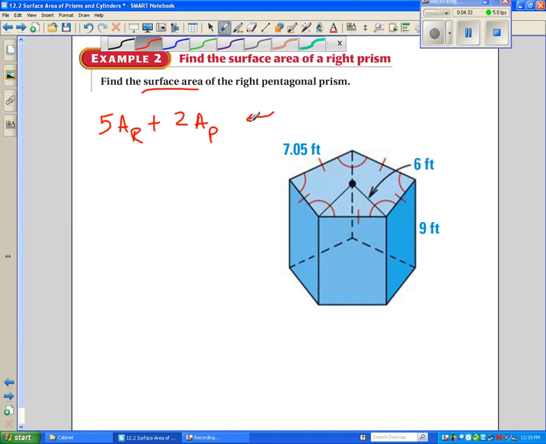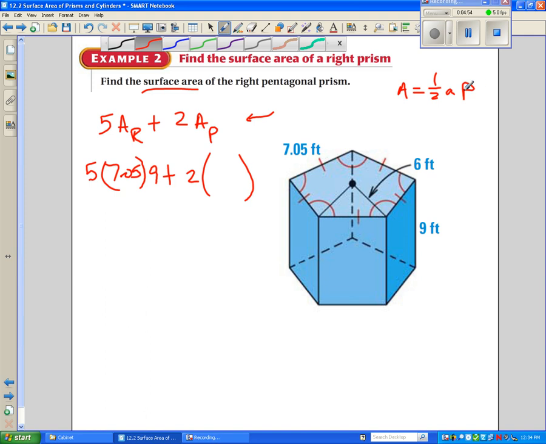Notice this is something like we did last 6 weeks. Each rectangle, if the side length is 7.05, is 7.05 times the height, which is 9. There's 5 of them, plus 2 times the area of a pentagon. I need to do a little work to get this. So I'm going to come over here and say that the area of a pentagon is 1/2 times the apothem times the perimeter.